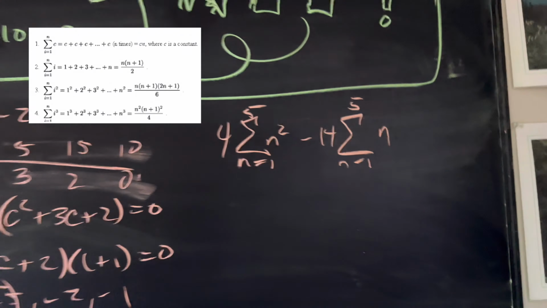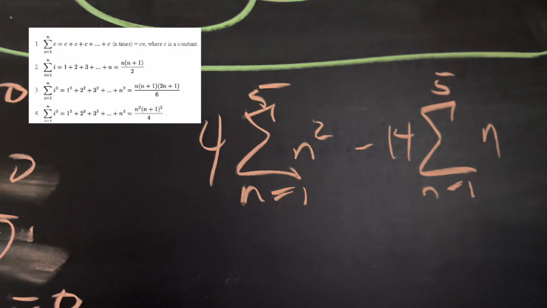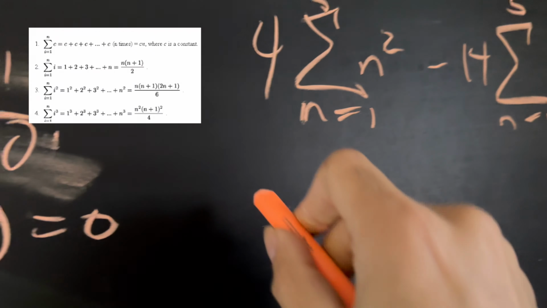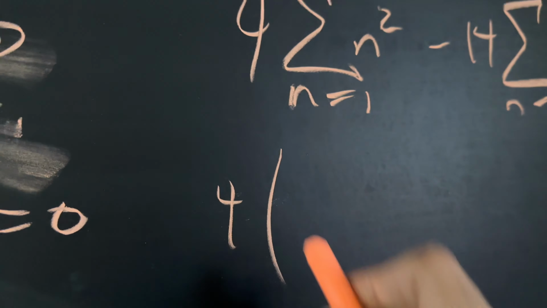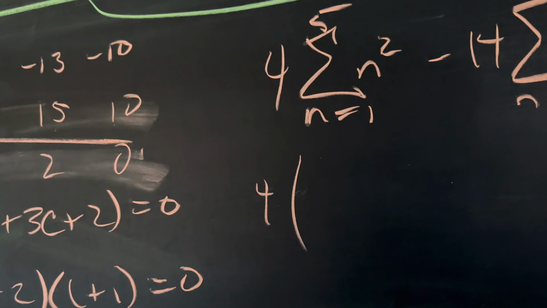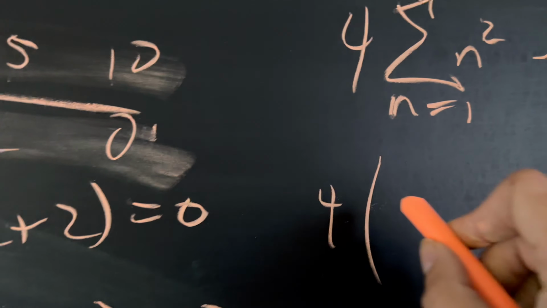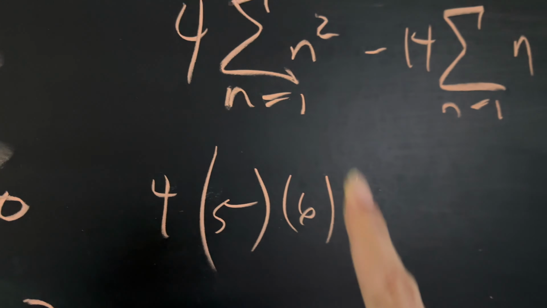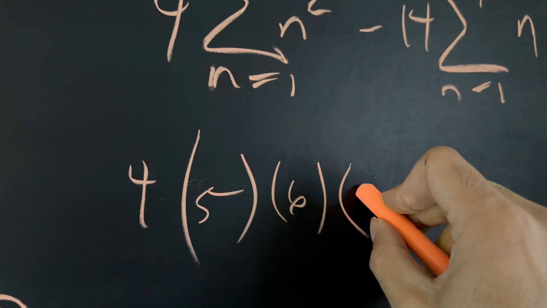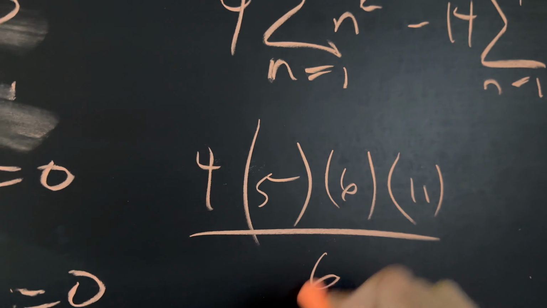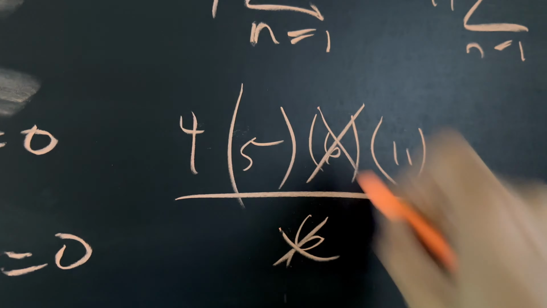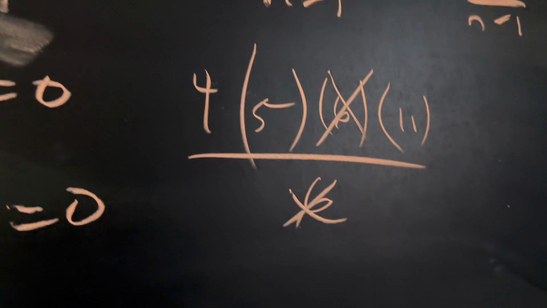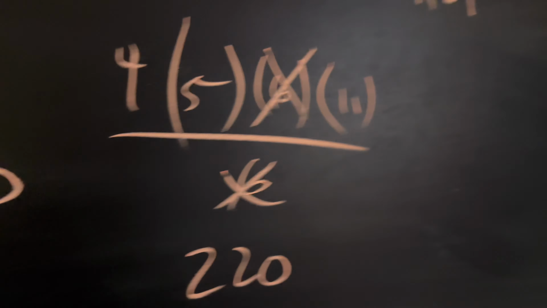Okay, well, we can easily solve this. There's a nice rule for this. Typically, it's an i, and this variable is going to be an i because the summation is 4 times. This is going to be 5 times 5 plus 1, which is 6, times 2n plus 1, which is going to be 11, all over 6. This is really nice because if these cancel out, you have 5 times 11, which is going to be 55, times 4, that's going to be 220, I believe.